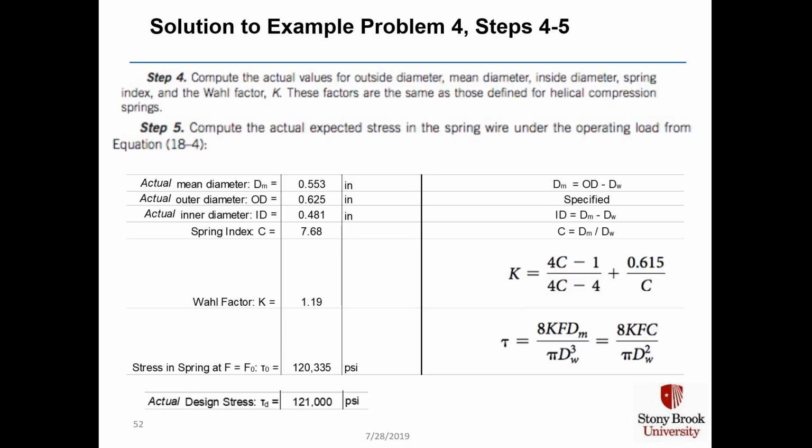In step 4, we compute the actual values for the outside diameter, mean diameter, inside diameter, spring index, and the wall factor, and that's shown here throughout the table, and this calculation is very similar for the compression spring. And we calculate an actual expected stress in the spring under the operating load of 120,335 psi, which is slightly below the design stress on our curve of 121,000 psi, so this solution is acceptable.